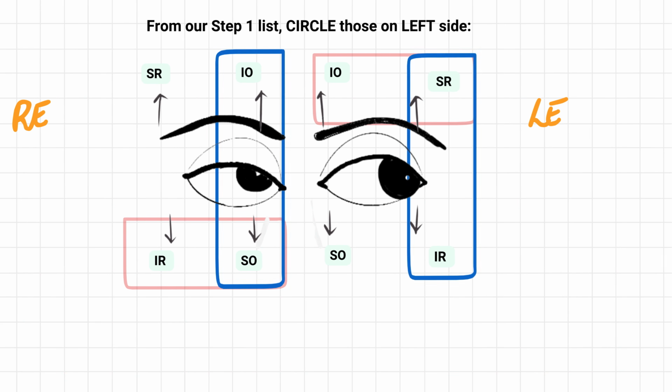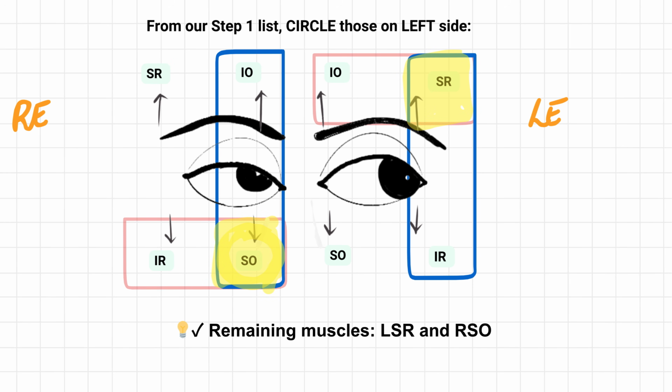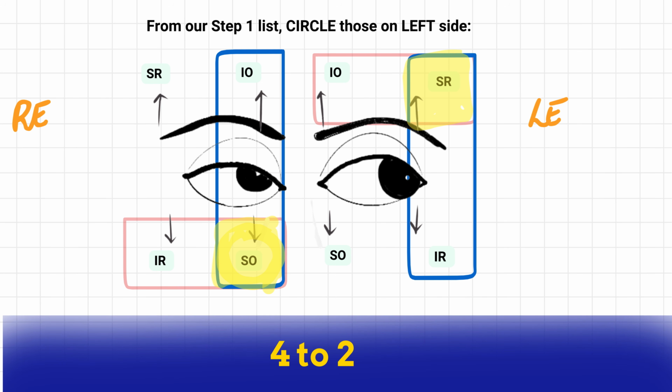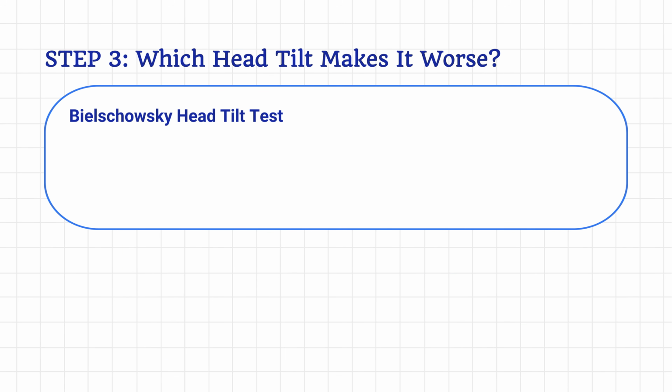Now if you look carefully, these 2 circles, one from step 1 and one from step 2, are intersecting at 2 muscles. So the muscles that remain are the left superior rectus and the right superior oblique. So just like that, from 4 muscles, we are now left with 2 possible culprits. Pretty good, right? From 8 muscles to 4, now down to 2. Now comes the final and the most decisive step. This is the third step.